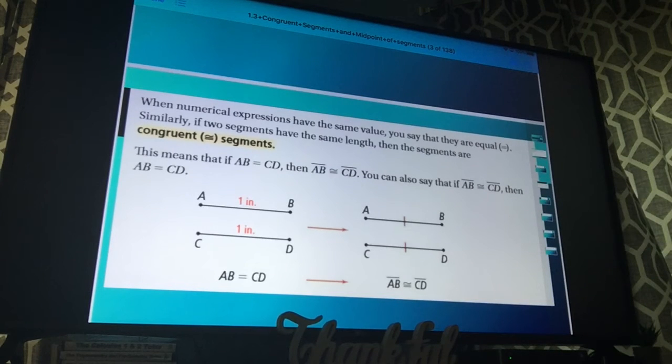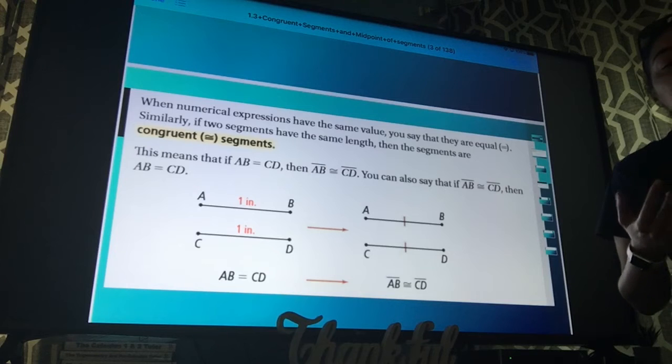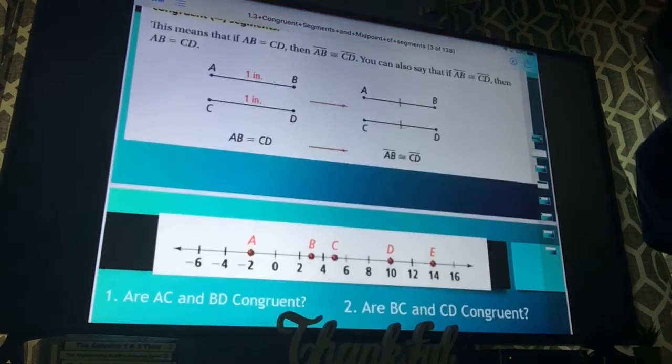I don't want to say essentially they mean the same thing, but essentially they kind of do mean the same thing, but they don't. And I know that sounds tricky.